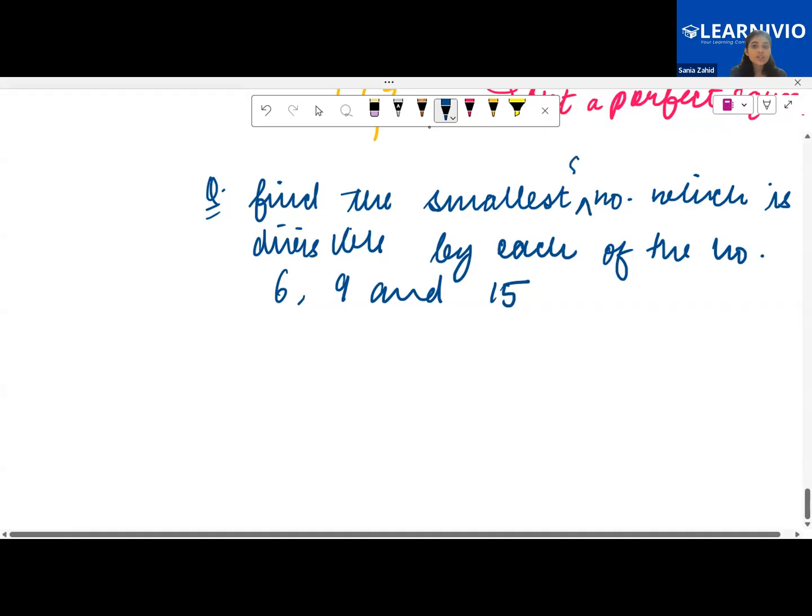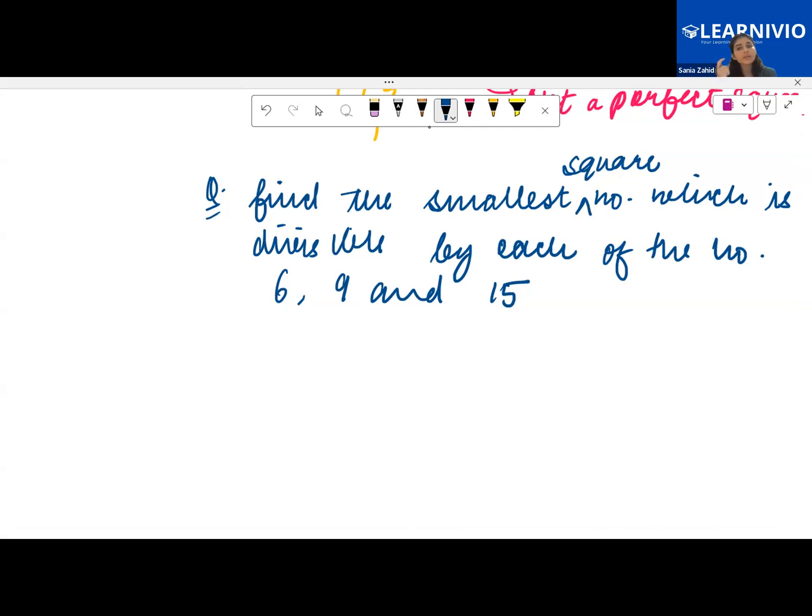Find the smallest square number. Okay. Find the smallest square number which is divisible by each of the following numbers. Ma'am, I still don't understand. I'll give you a hint. You basically try finding the LCM of 6, 9, and 15 and just try to do something with it. Okay. I've taught this question in the class also.